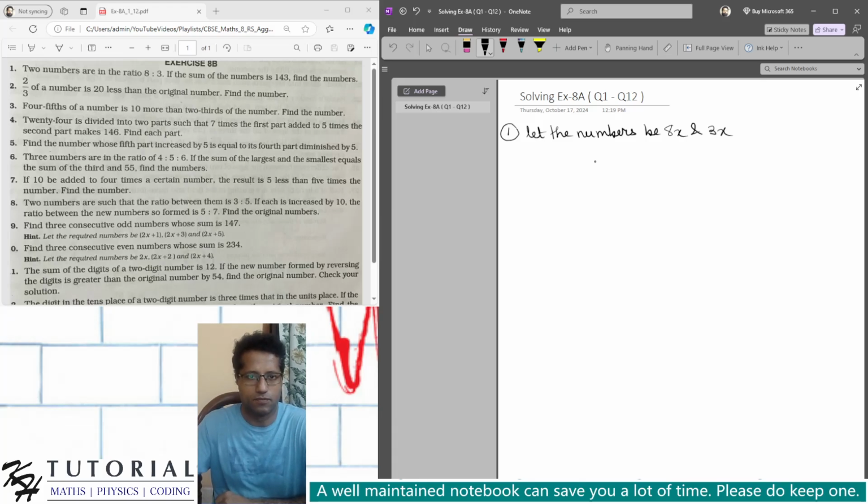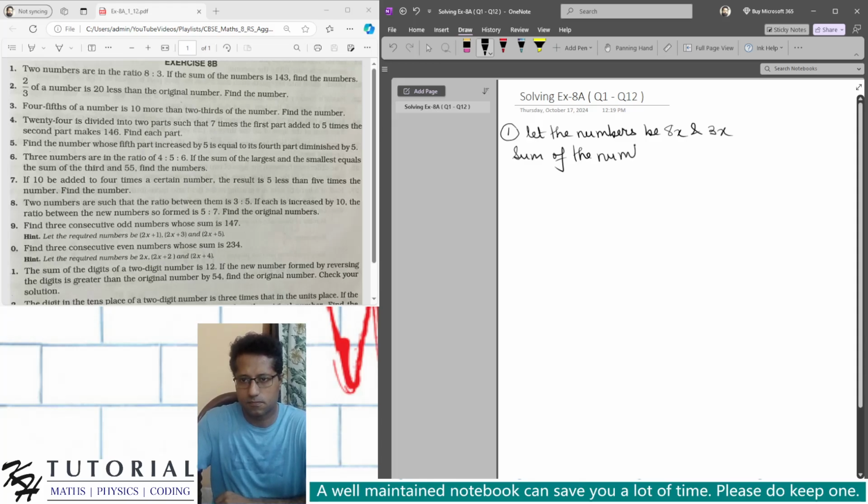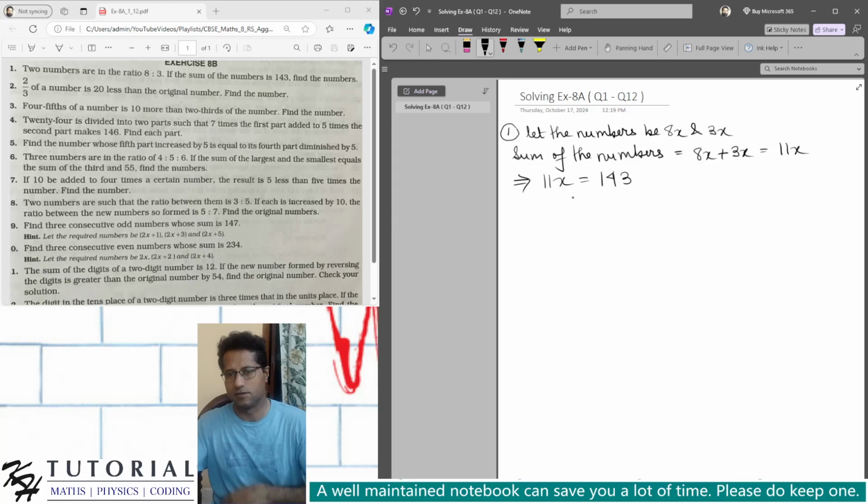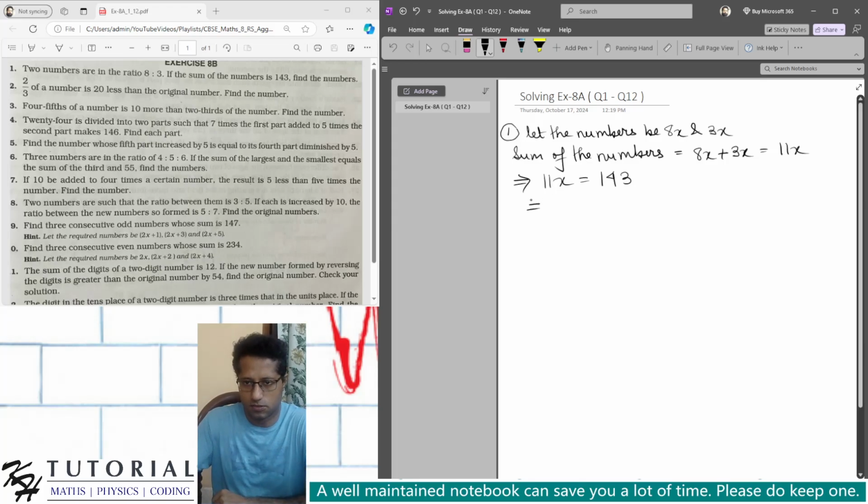Now it is given that the sum of the numbers is 143. So the sum of the numbers is equal to 8x plus 3x, which is equal to 11x, and it is given that the sum of the numbers is 143. So we have 11x equal to 143. Now we got a linear equation in one variable, where the variable is on the left hand side. This is a simple form of linear equation, and we can easily solve: x is equal to 143 by 11, which is equal to 13.